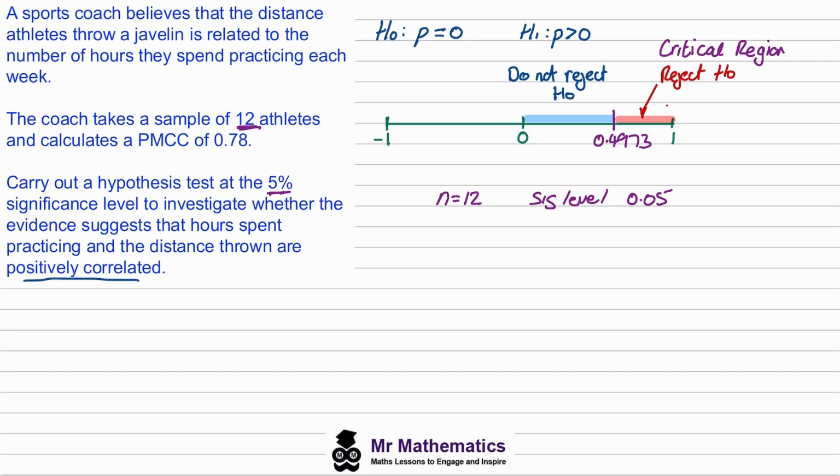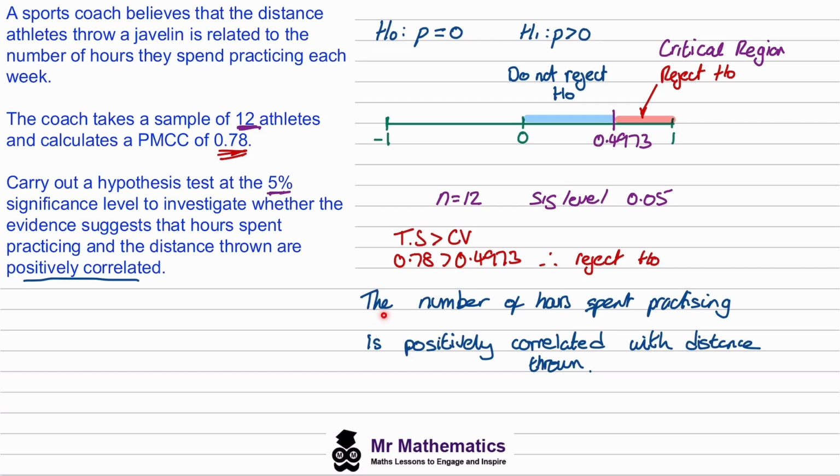So then you can see our test statistic, 0.78, would fall within the critical region. So our conclusion is that the test statistic is greater than the critical value. So 0.78 is greater than 0.4973. Therefore, we reject H0. And then we need to write the conclusion back within the context of the original problem. So we'll say that the number of hours spent practicing is positively correlated with the distance thrown.